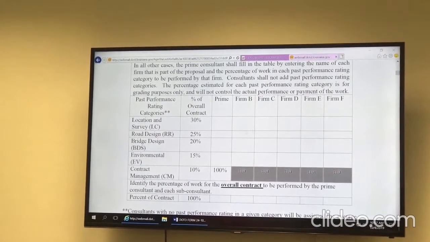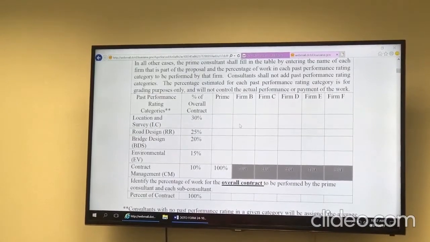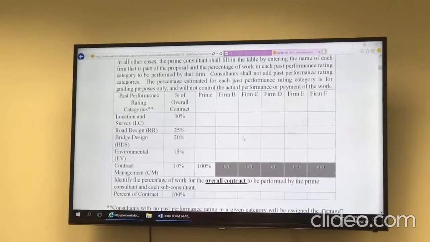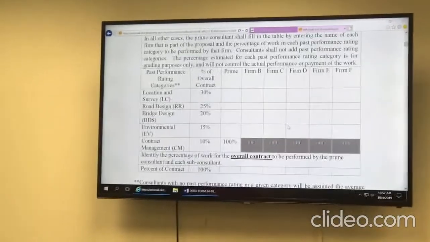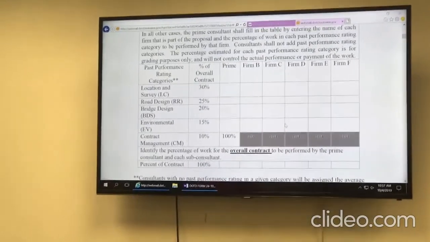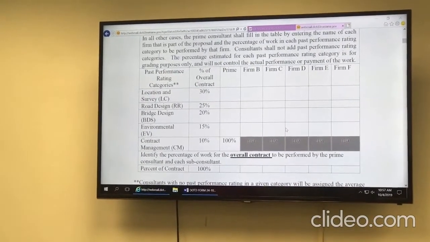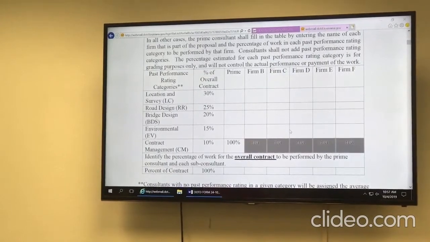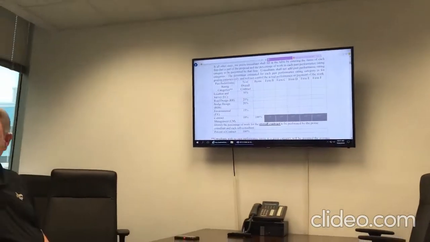So, for example, if you're going to use two other firms for location survey, then you need to have 50% and 50% if they're going to handle that. Or the prime's going to do 10%, firm B is going to do 50%, and firm C is going to do 40%, so that you have 100%. That's correct. That's absolutely correct.